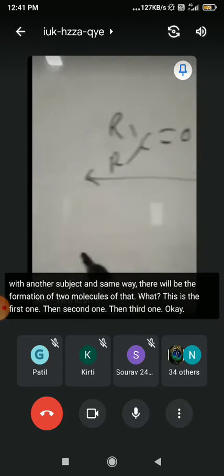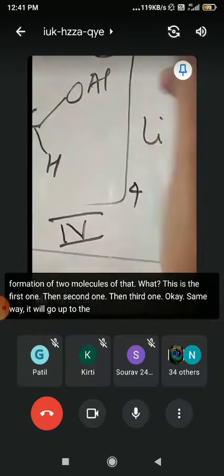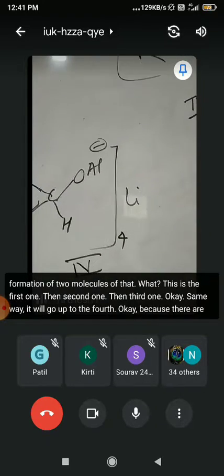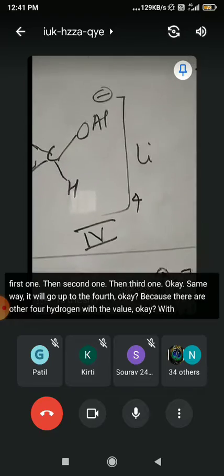In the same way, it will go up to the fourth, because there are 4 hydrogens with the aluminum.